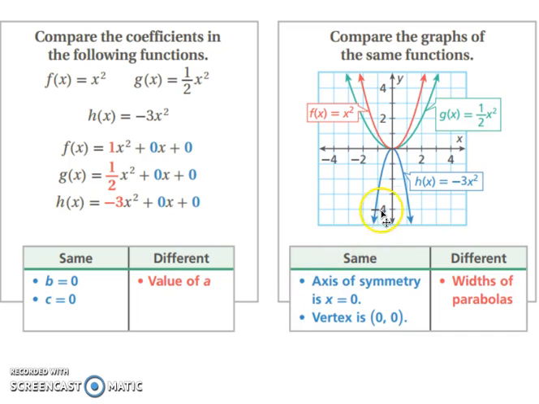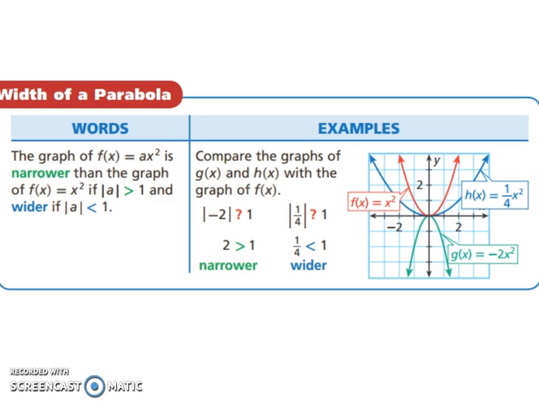The things that stay the same are going to be the axis of symmetry and the vertex. So the a value does not change this. What it does change is the width of the parabola. So it makes it narrower or wider. To be more specific, the graph of f of x equals ax squared is narrower than the graph of f of x equals x squared if your absolute value of a is bigger than 1. It's going to be wider if it's less than 1.